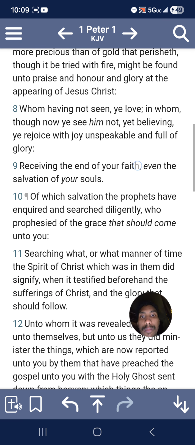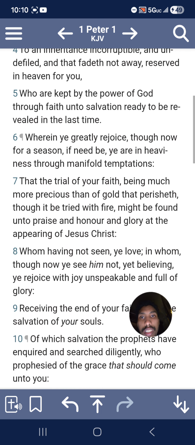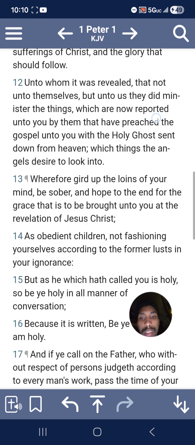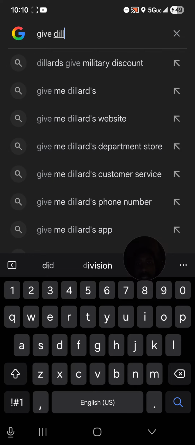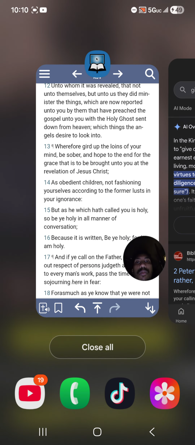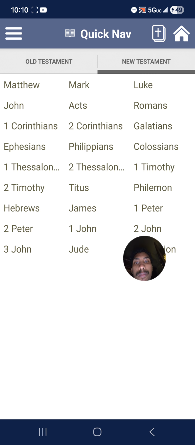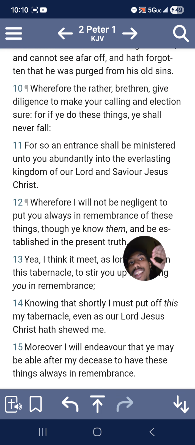First Peter. First Peter 1. If I can find this precept. Second Peter 1, and 2 Peter 1:10. It says, wherefore the rather, brethren, give diligence to make your calling and election sure. For if you do these things, ye shall never fail. See? So, brother, you can't go wrong with being diligent, right?